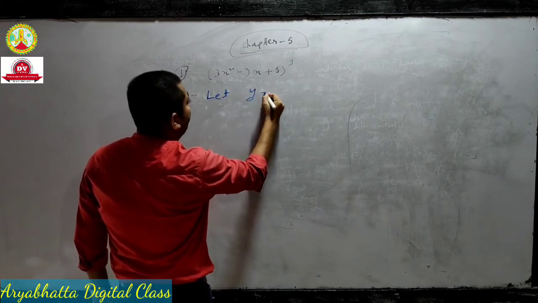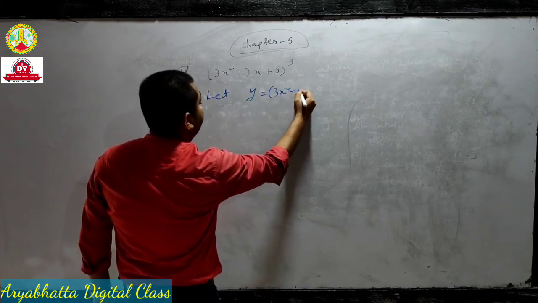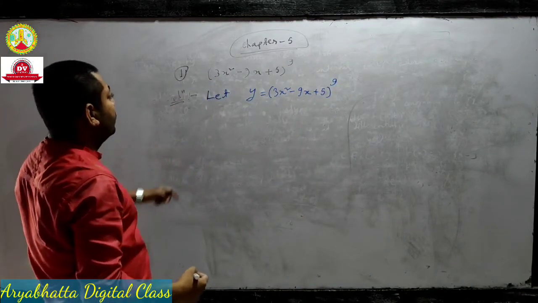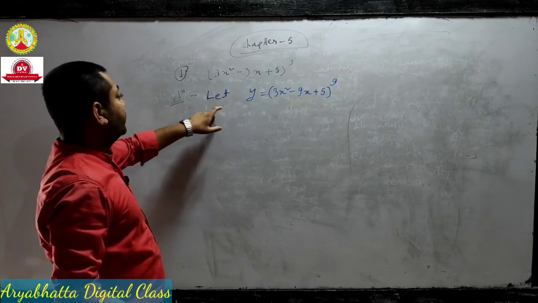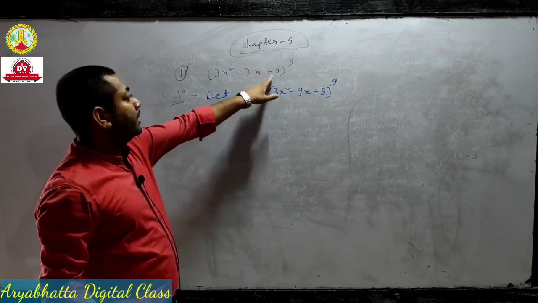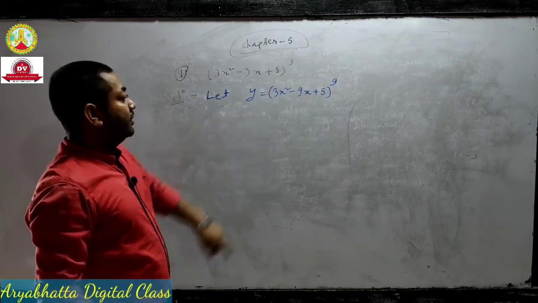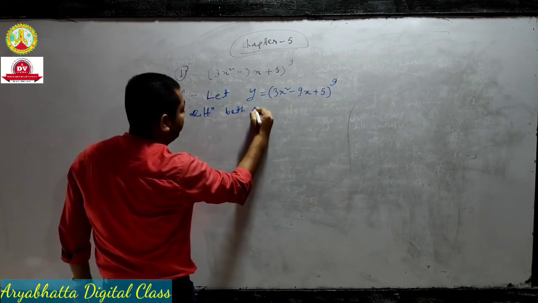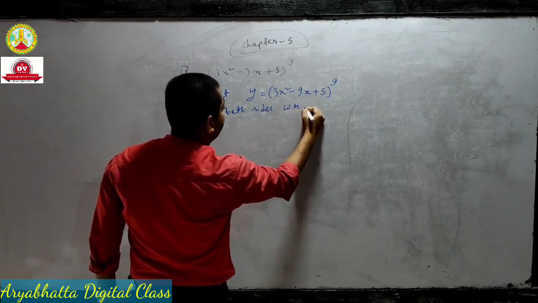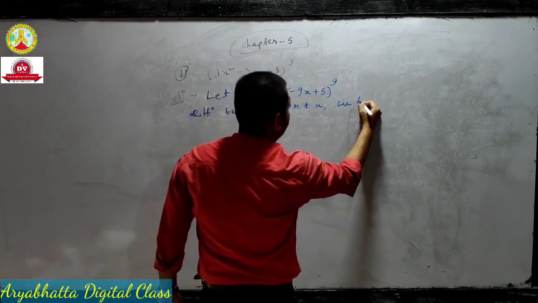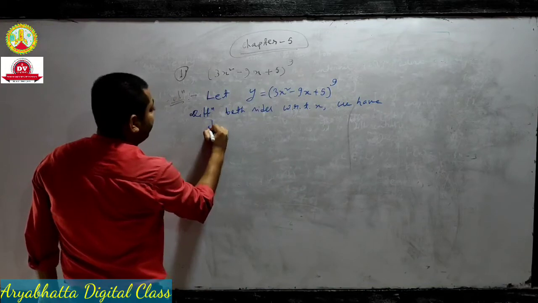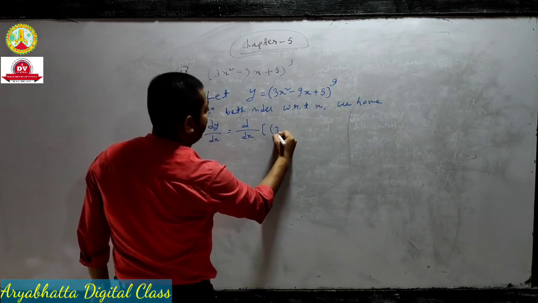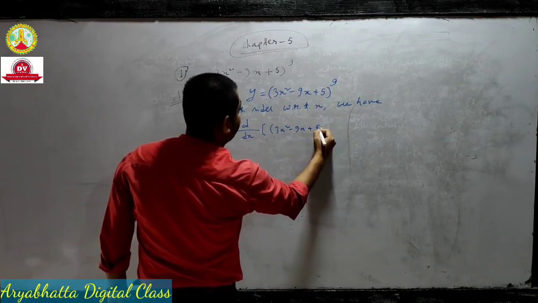Let y be equal to 3x squared minus 9x plus 5, whole to the power 9. We have to differentiate with respect to x. Now, differentiating both sides with respect to x, we have dy by dx is equal to d by dx of 3x squared minus 9x plus 5 whole to the power 9.